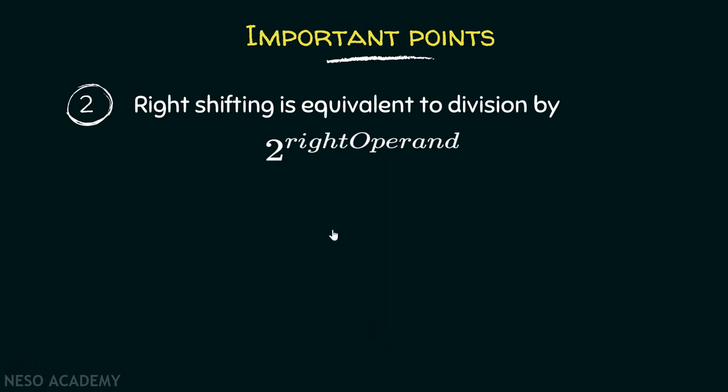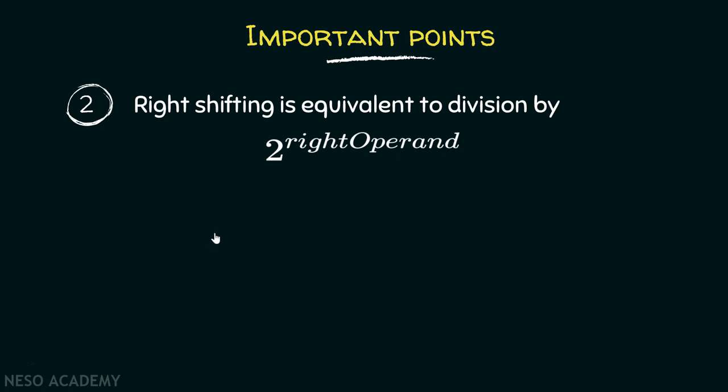Now let's talk about the second most important point in this lecture. Right shifting is equivalent to division by 2 raised to the power of the right operand. In the case of the left shift operator, left shifting is equivalent to multiplication by 2 raised to the power of the right operand, if you remember that point we talked about in the previous lecture. Here, right shifting is equivalent to division by 2 raised to the power of the right operand.